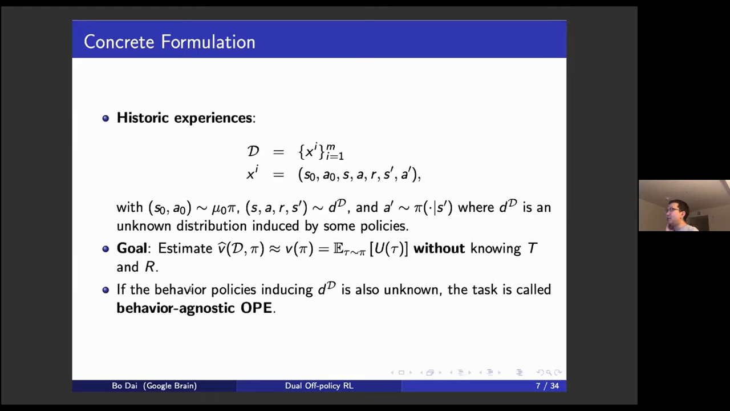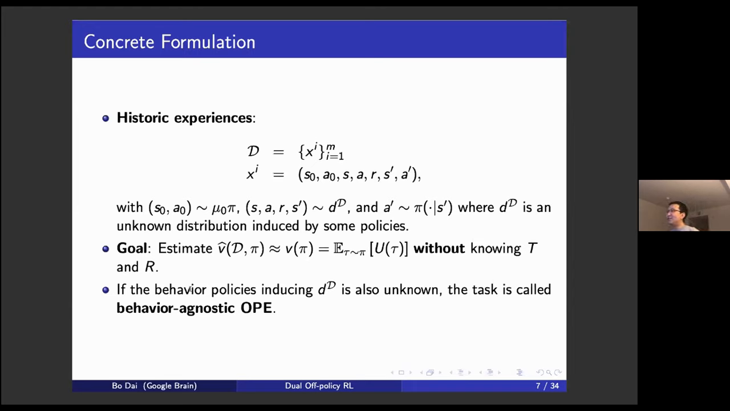Who collected the data for me? I don't know that. And a prime here is conditioned on s prime. You sample one more action from the policy. Still, I didn't introduce this a into the environment, which means this is still off-policy. The goal here is to estimate this V pi based on the given data set without knowing the transition operator and the reward function. And if we don't know the behavior policy, who collected the data for you, and we don't even know what form the behavior policy has, we call it behavior-agnostic off-policy evaluation.